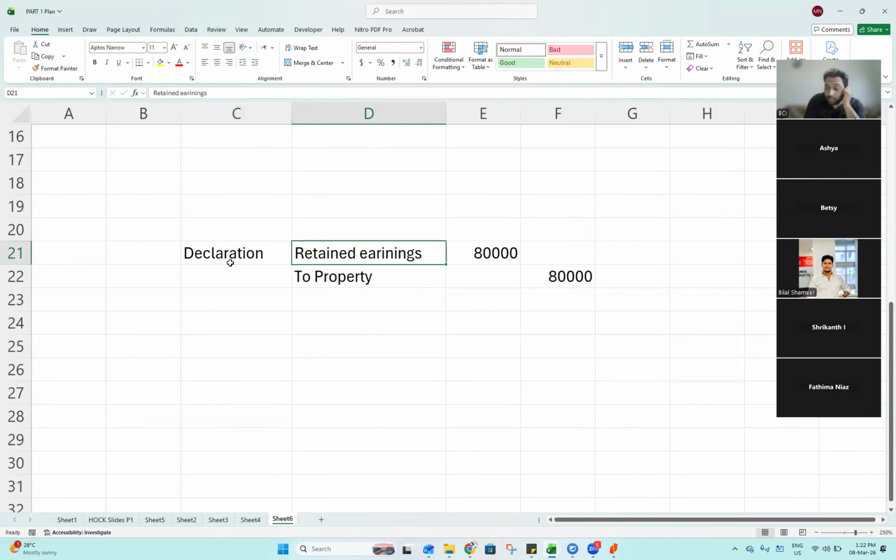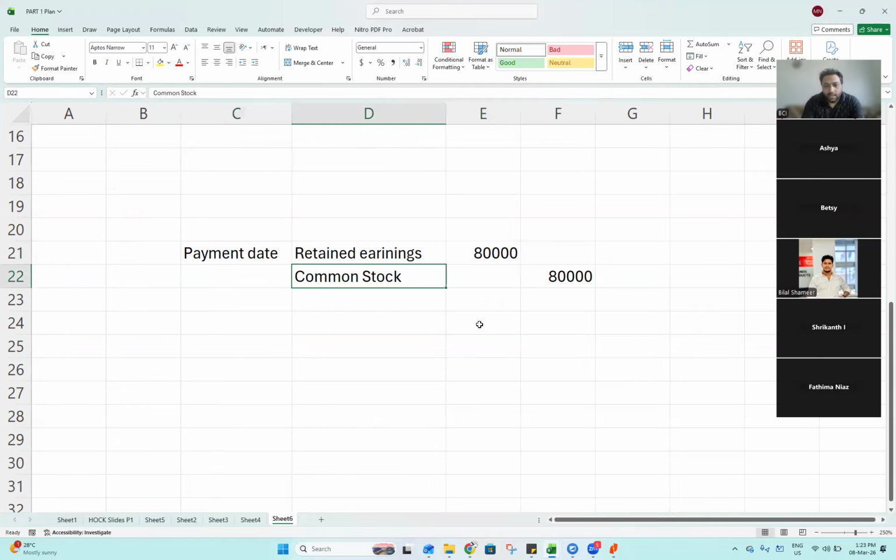Normally we debit the retained earnings account and credit property when you are distributing property. Here the entry will be to common stock. Clear? This will be on the payment date, not the declaration. Yeah, payment date. Okay.